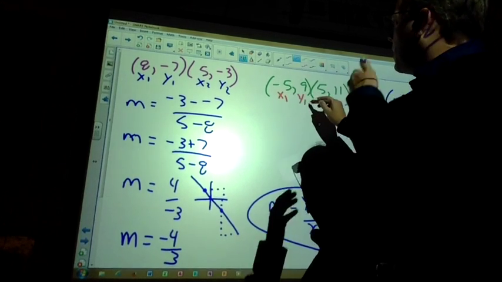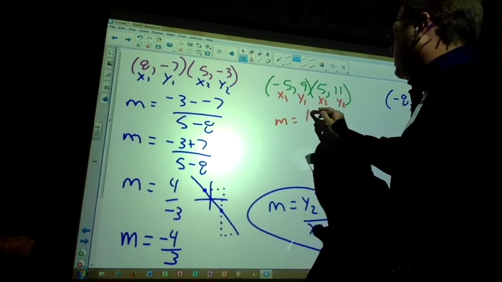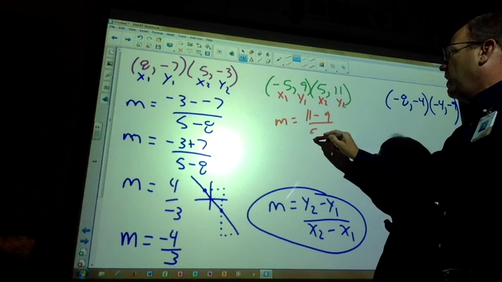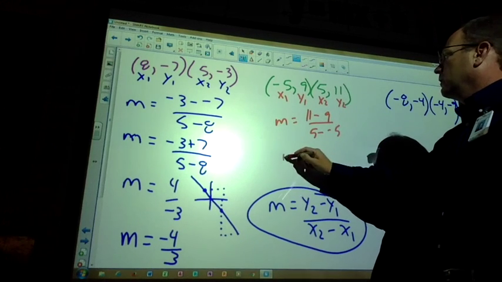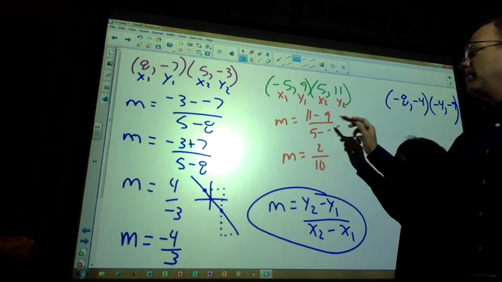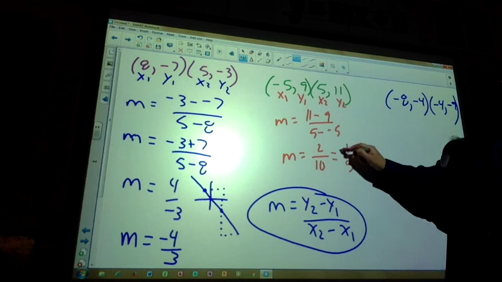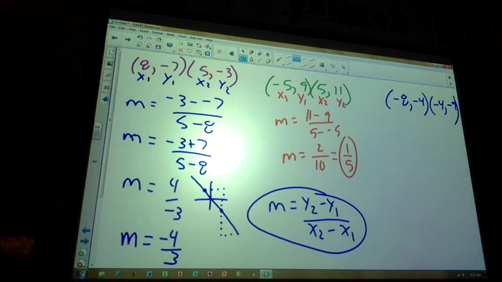X1, Y1, X2, Y2. So I got 11 minus 9 and 5 minus 5. So 2 over 10 is 5 minus 5, which is 1/5. So that would go up 1, right 5.